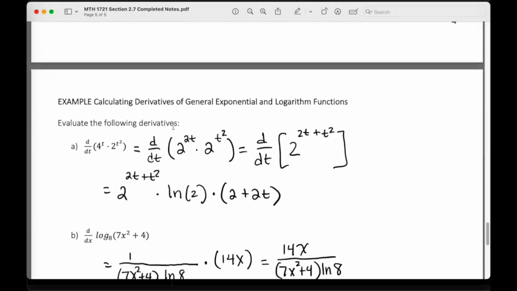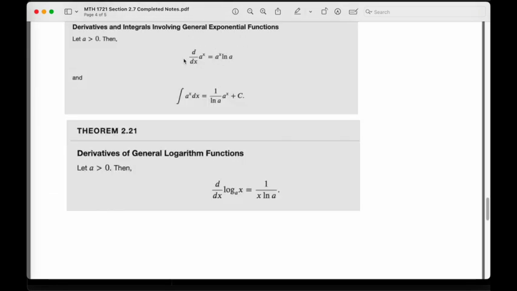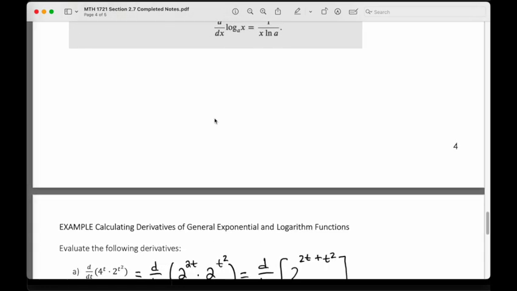So if we scroll back up, this is the rule I'm using right here. This gets recopied. You multiply by the natural log of this base, and then if you have to, you use the chain rule. That's what I'm using right here.